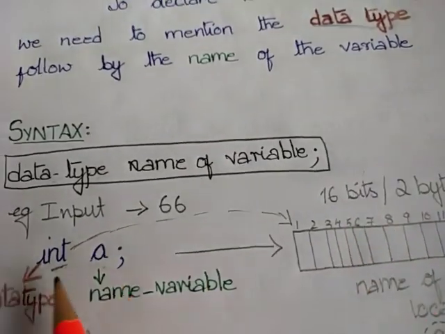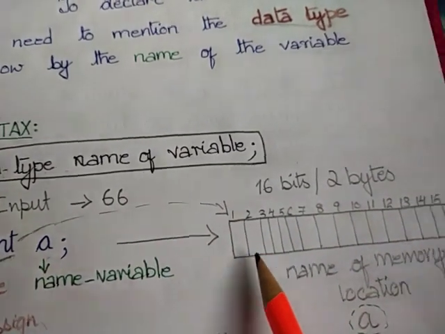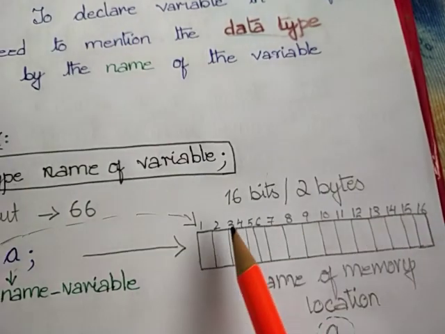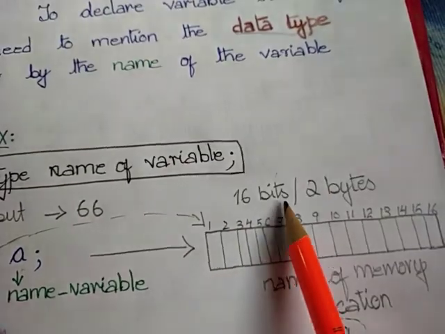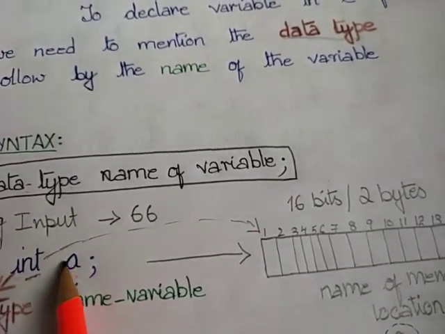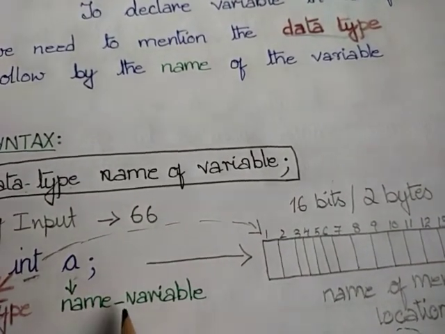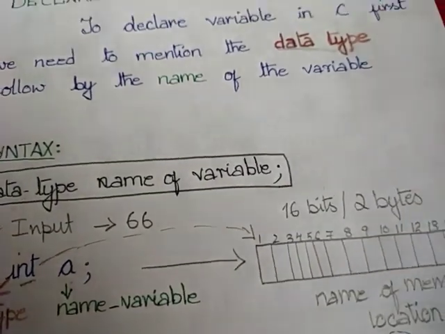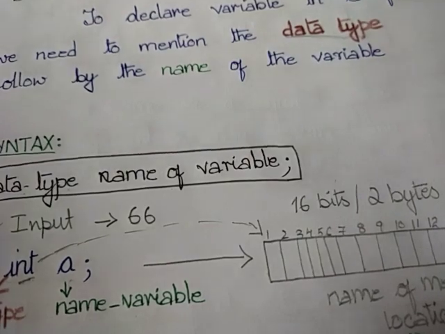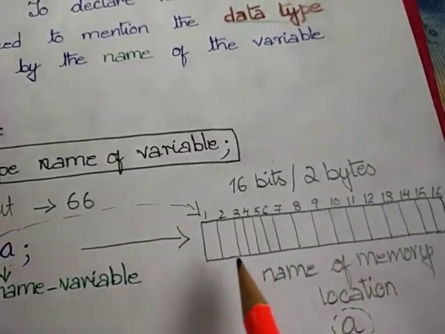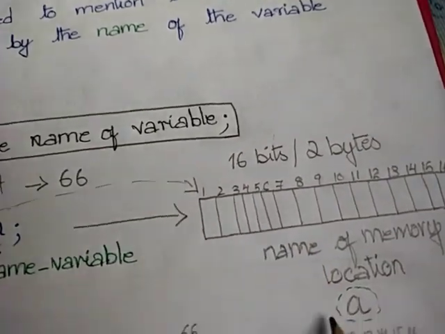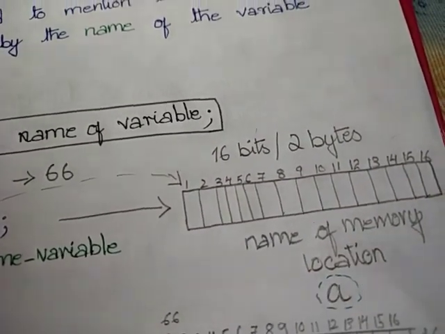That is, the moment you mention int, it will allocate the space in the memory, that is 16 bits or 2 bytes. And after that I mention a, and this a is the name of the variable, since we know variable is the name that we provide to the memory location in the computer. Therefore, this 2 bytes memory, the name will be a.